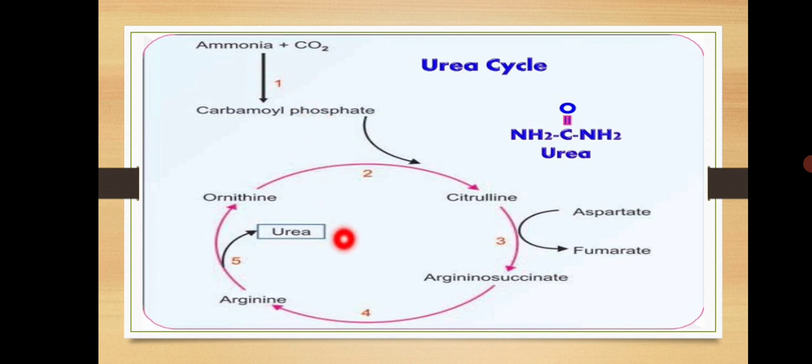And then further in the cytosol, this carbamyl phosphate is combined with ornithine and forms citrulline. Citrulline is further converted into arginosuccinate. Arginosuccinate is further converted into arginine, and then there is release of urea and it is converted back into ornithine. The detailed process of this conversion we will see in our next lecture.